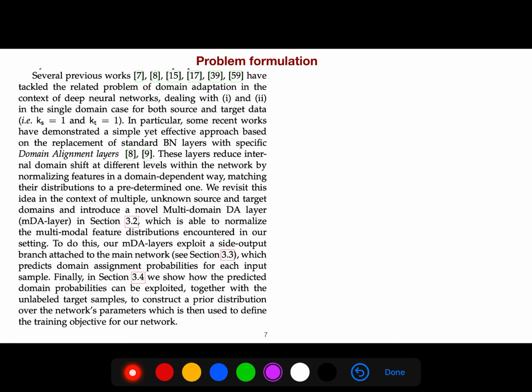So several previous works have tackled the related problem of domain adaptation in the context of deep neural networks. In particular, some recent works have demonstrated a simple yet effective approach based on the replacement of the standard batch normalization layers with specific domain alignment layers. I had an article about this idea. It's very interesting. So they have some layers inside that do this.